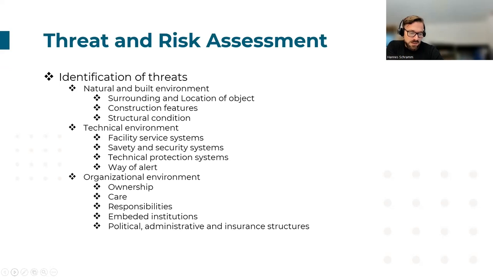So identifying threats, for example, in our guideline, we have three categories. First of all, we have the natural and built environment. There it is about surrounding and location of the object we have to assess. It's about natural threats, where we have maps available in a geodata system. It's about traffic lines, railways, streets, which run near or far by or directly through the objects.